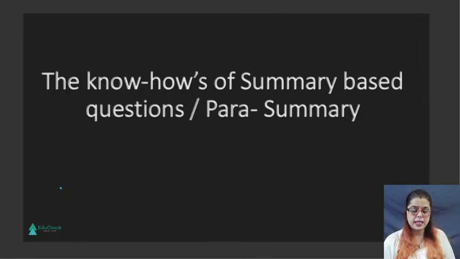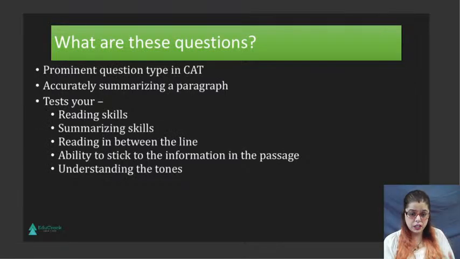So in today's session, we'll talk a bit about the theory part of parasummary questions or the summary based questions, but majorly we'd want to solve some questions, because the only way to get through these questions is to understand the question type and how we approach these questions. That can be learned only via solving some more questions. So let's have a look at what exactly are parajumble questions.